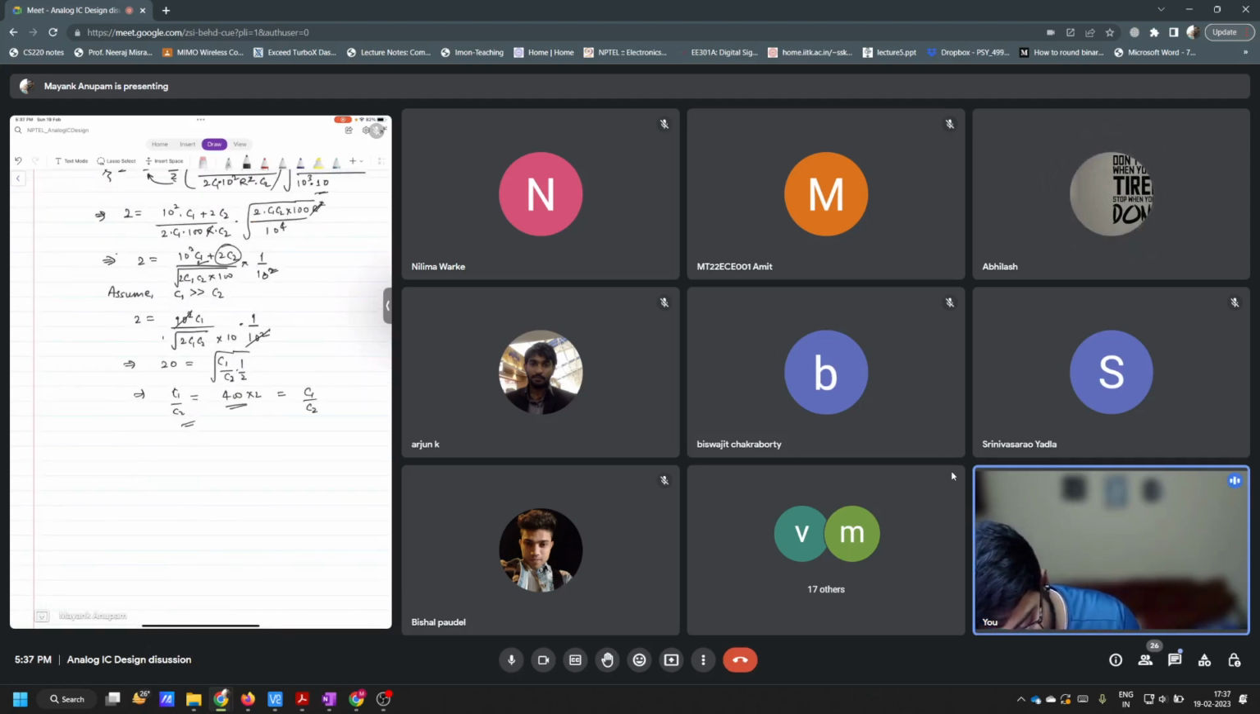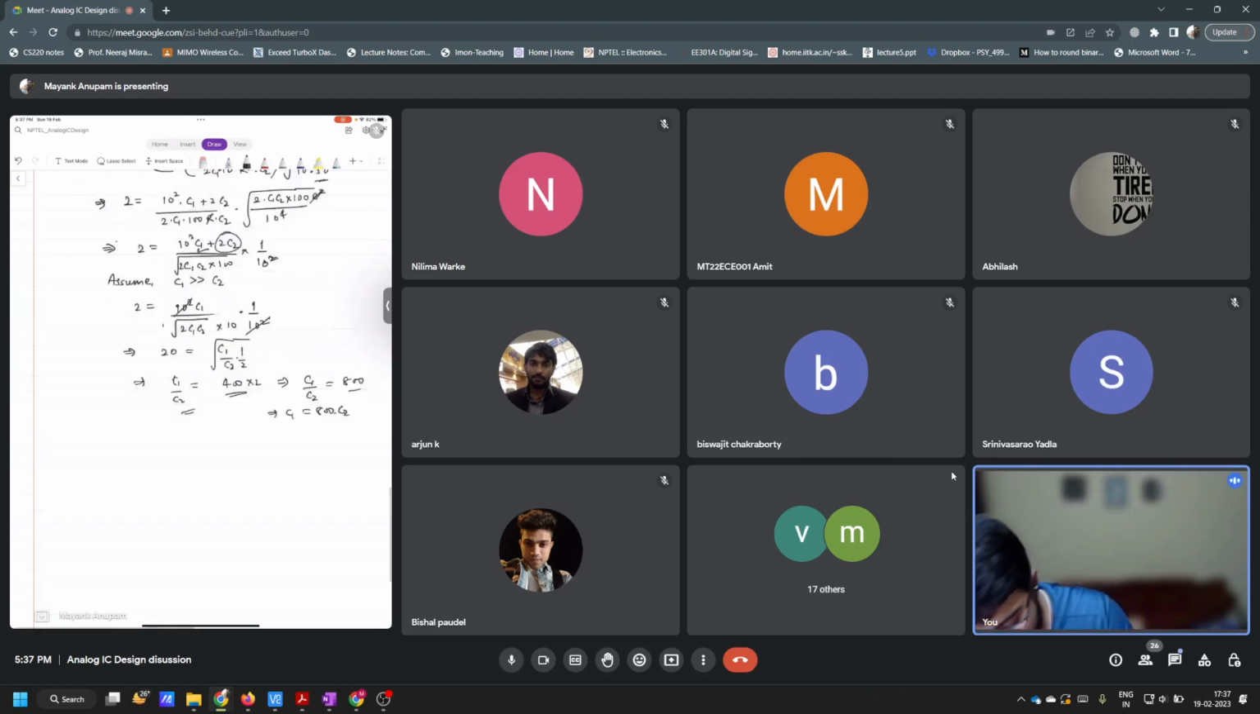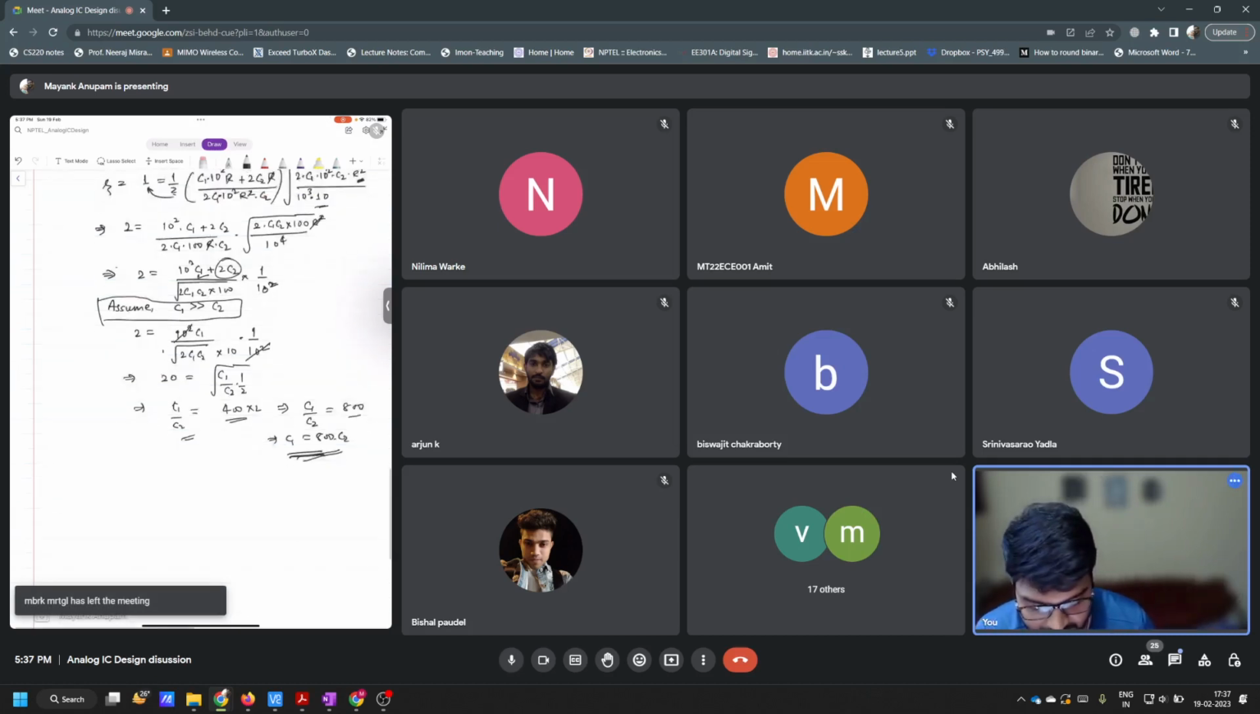Actually, C1 by C2 is equal to 800. Okay, so what does this mean? C1 is equal to 800 times C2. So I think this justifies our assumption, right? We assumed that C1 is much greater than C2, and this turns out to be the right assumption, because from our calculation C1 came out to be 800 times C2, which is much larger than C2, right? So our assumption was correct.